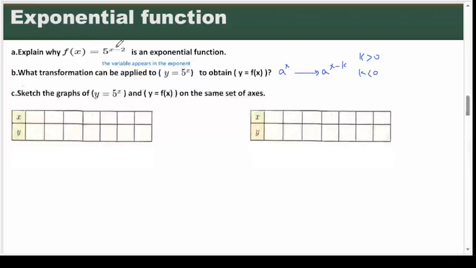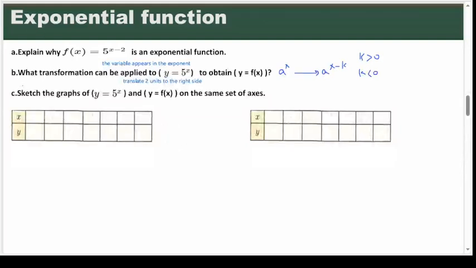Here, x minus k. k is 2, and 2 is larger than 0, so I say translate 2 units to the right side.